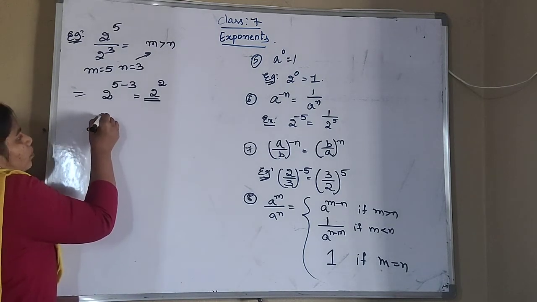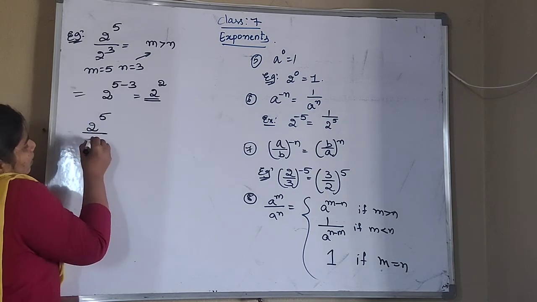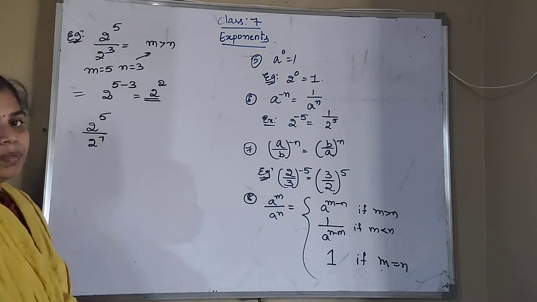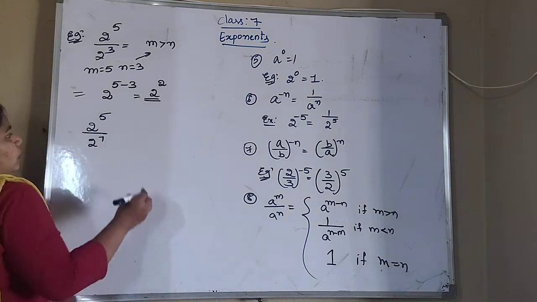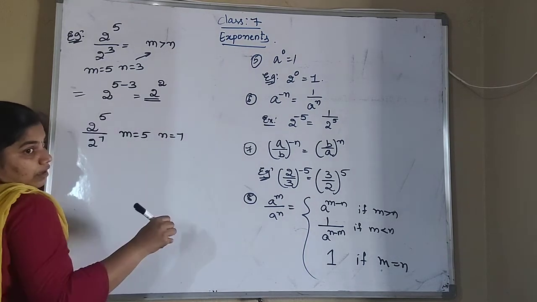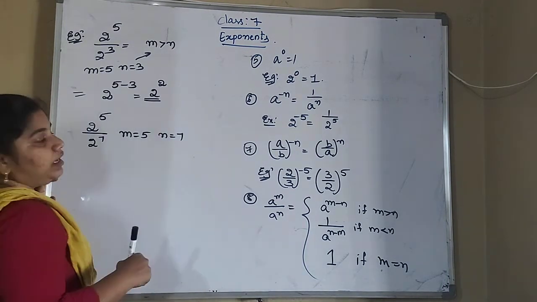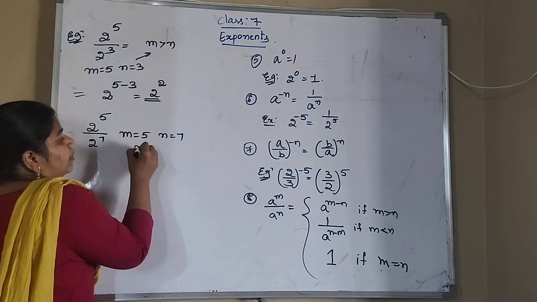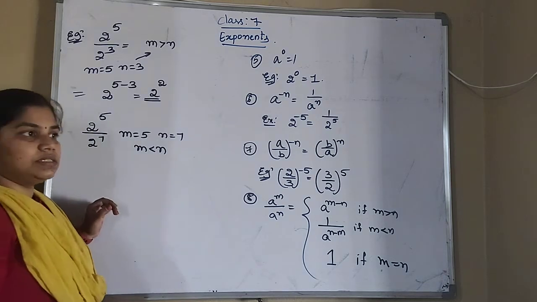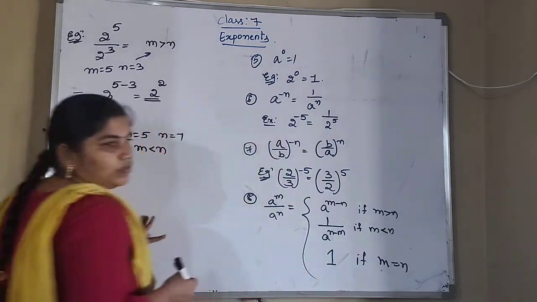I am taking 2^5 divided by 2^7. So how to solve this? Here the m value is 5 and the n value is 7. That means m is less than n. So which formula will we apply? This formula we will apply.